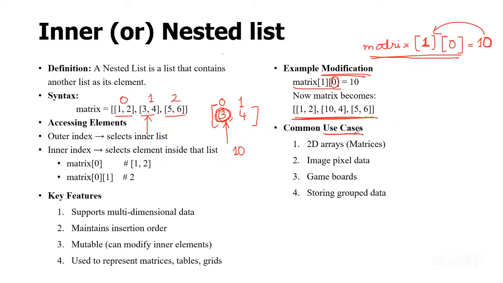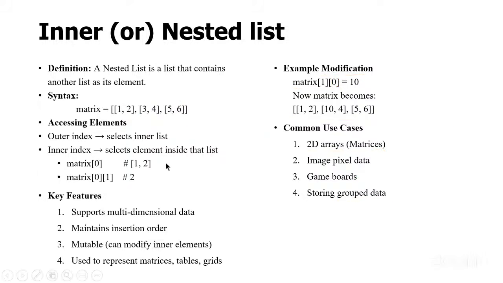Common use cases are 2D arrays, that is, matrices. You can also use it in image pixel data. When you have an image, it is saved in pixels, right? So you can use inner lists in that use case, and also in game boards, and also to store grouped data. So let's move on to coding now.